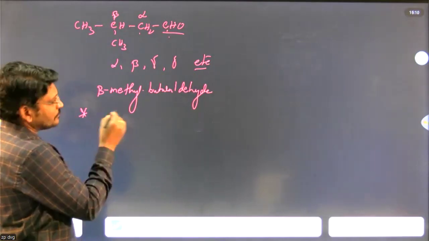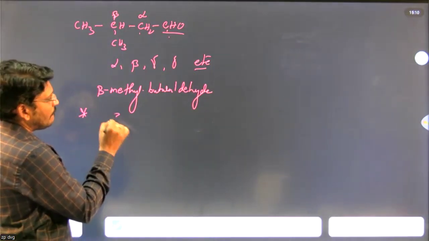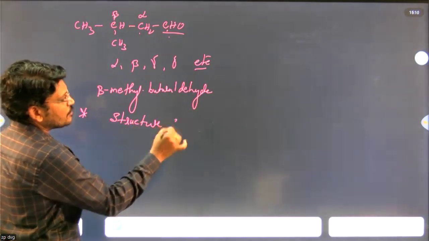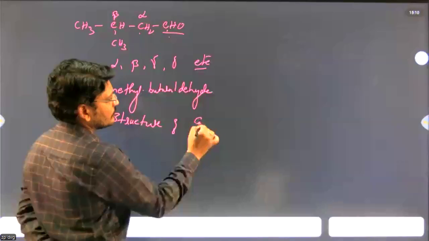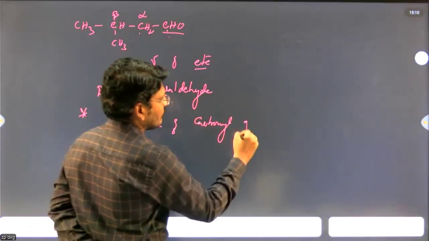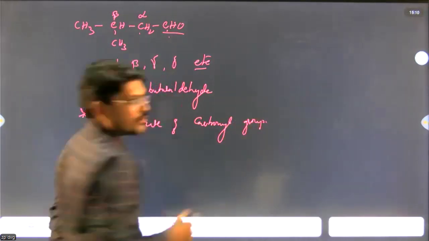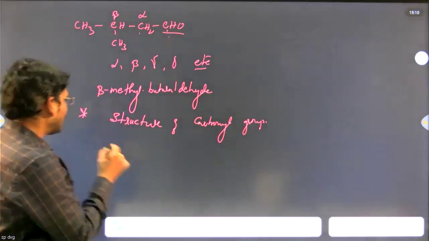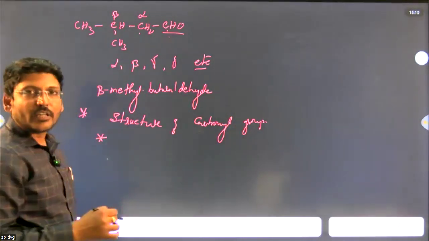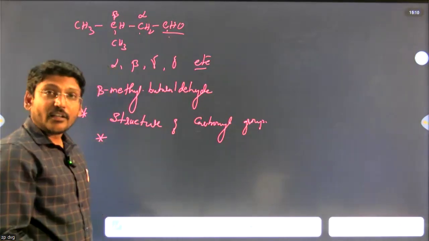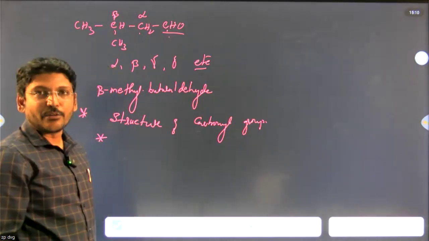Let's move on to the most important one, the structure of the carbonyl group. Why is it important to understand the structure of a carbonyl group? Because based on that only we are going to explain the complete reactivity of both aldehydes as well as ketones, and one more, the solubility and polarity of aldehydes and ketones also.